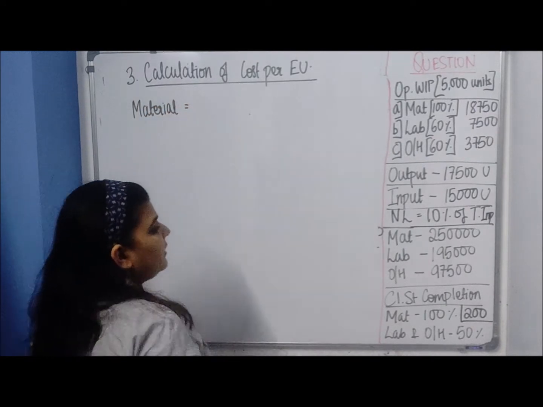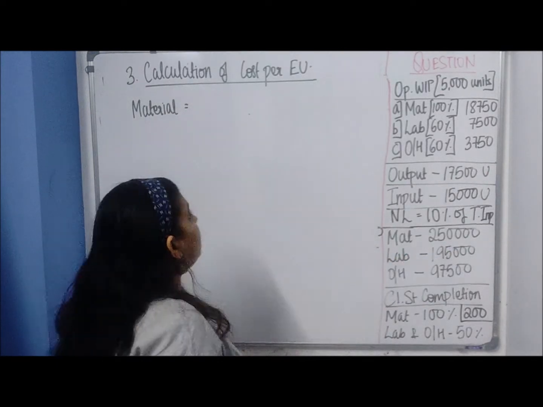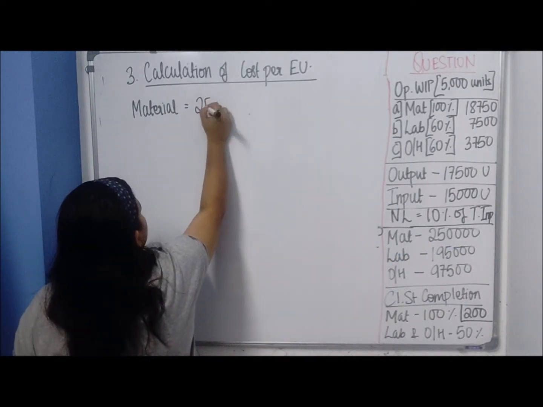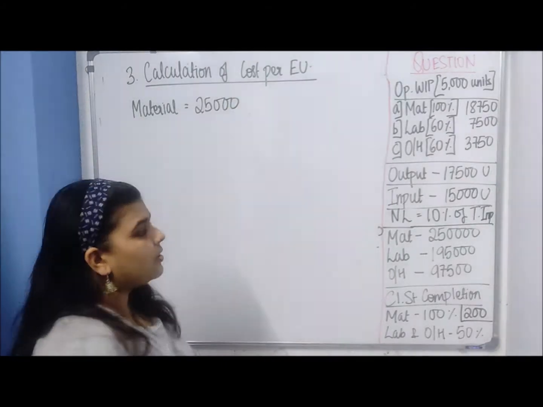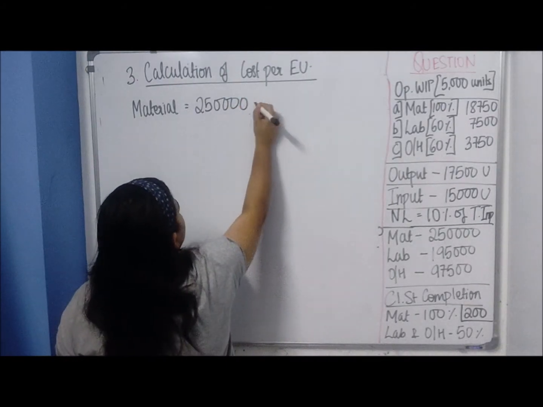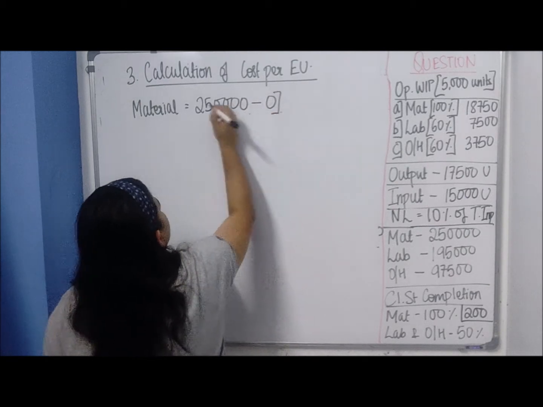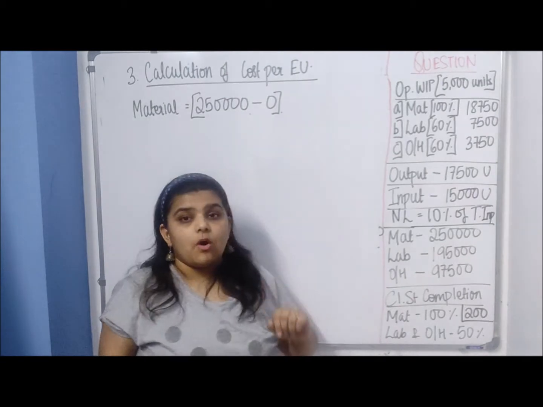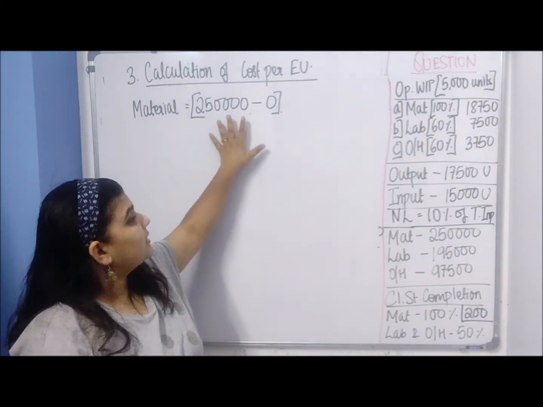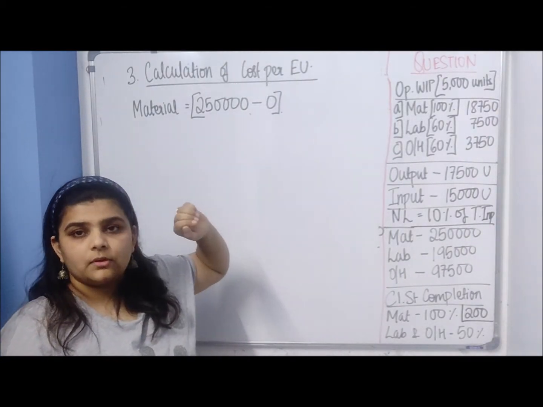This year, the material cost was 2,50,000. Is there any scrap value given for the normal loss? No. So the scrap value is 0. Now, scrap value is 0. What about now? This is the cost for this year.